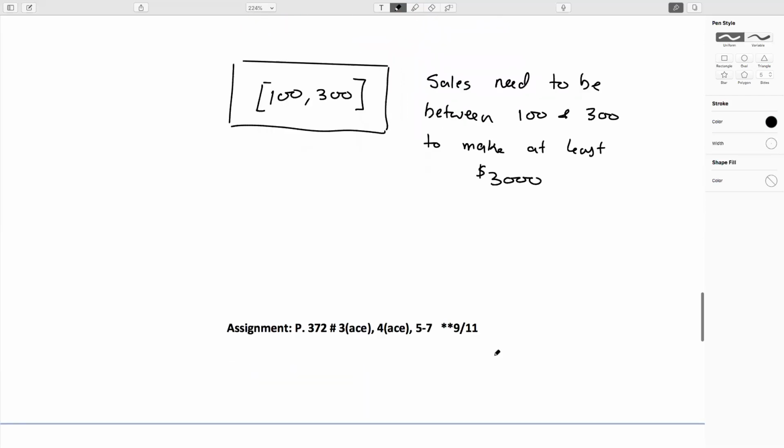So I've got some questions for you to try. Page 372, number 3, 4, 5 to 7. These starred questions over here, I'm not going to say they're bonus, but they're just extra questions. They're not required. They're not something I need you to do, but they're definitely something that's worth doing. And if you've got the time, I would suggest you try these problems. But I'm trying to keep the assignments manageable for now.